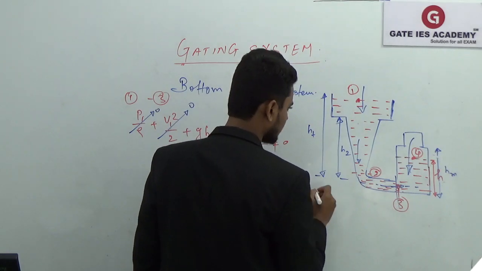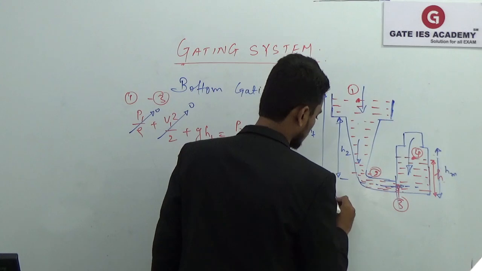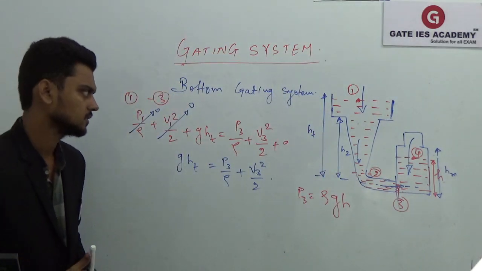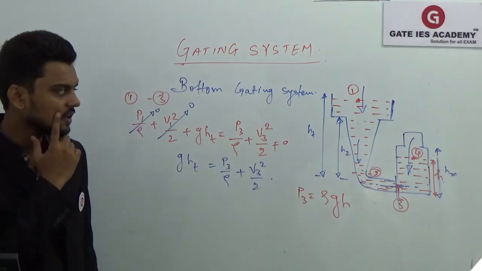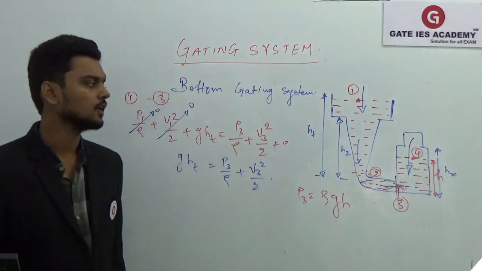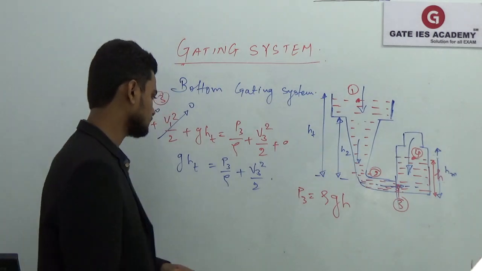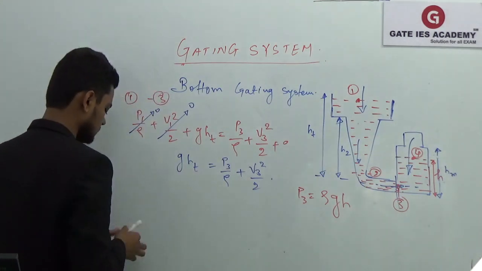P3 equal to rho g h. Pressure at 3 equals rho g h, because the velocity at 4 is very small and we have neglected that. So P3 equals rho g h. Now just put that P3 into this equation.